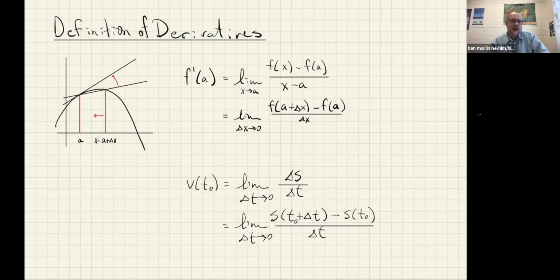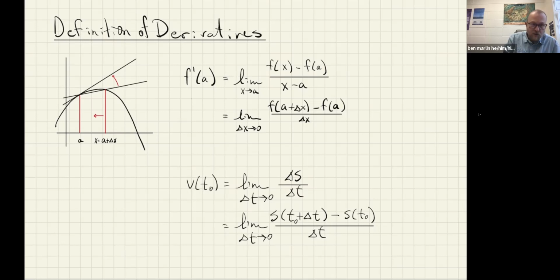On the other hand, instead of slopes, we could instead be talking about velocities. And with velocity, you're talking about a change in position divided by a change in time. But in both these cases, we are then talking about a limit. And so that limit has your change in time or your change in x going to 0.